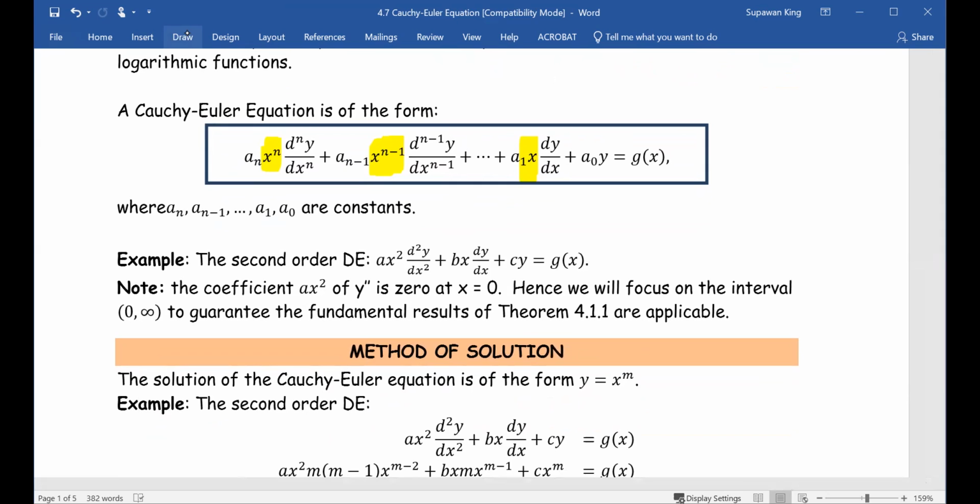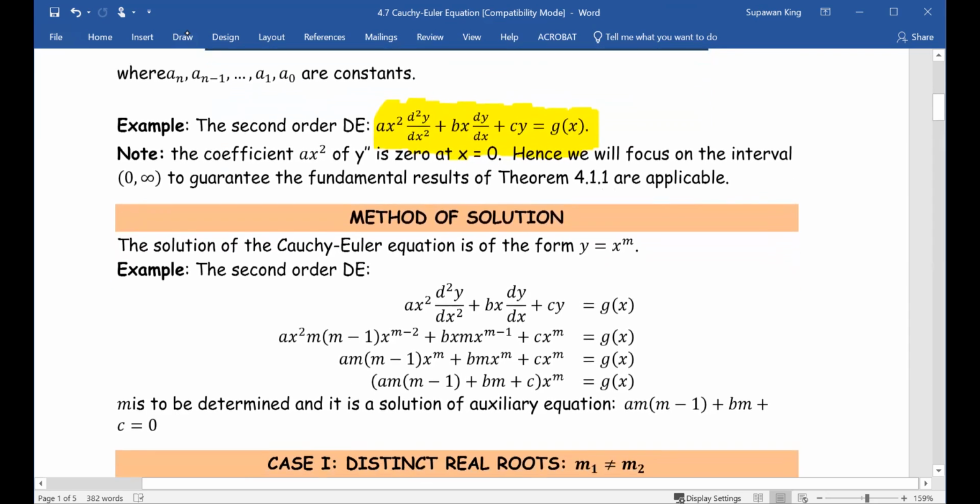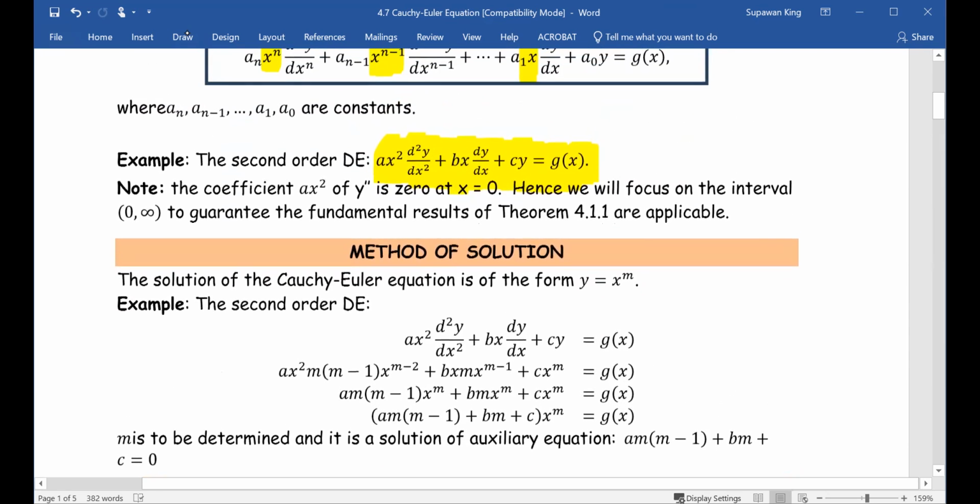For the second order, as you see, the coefficient a is a constant, but the typical form is the second power of x with the second order, the first power of x with the first order, and no x for the zero order. So this is the pattern, or the form, of the second order Cauchy Euler equation. a will not be zero, otherwise you don't have the second order to work on. When you increase the order, you have more powers of x.